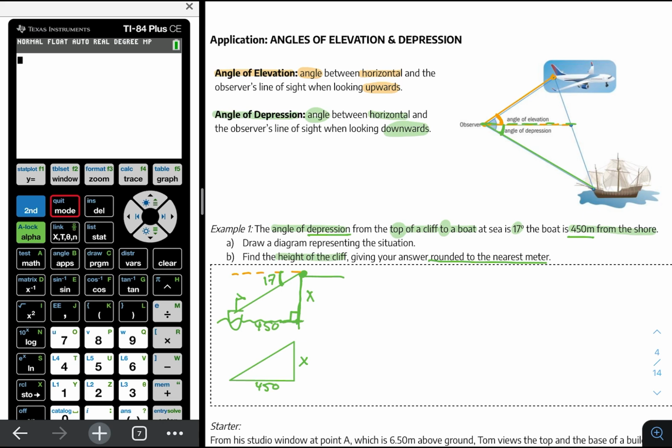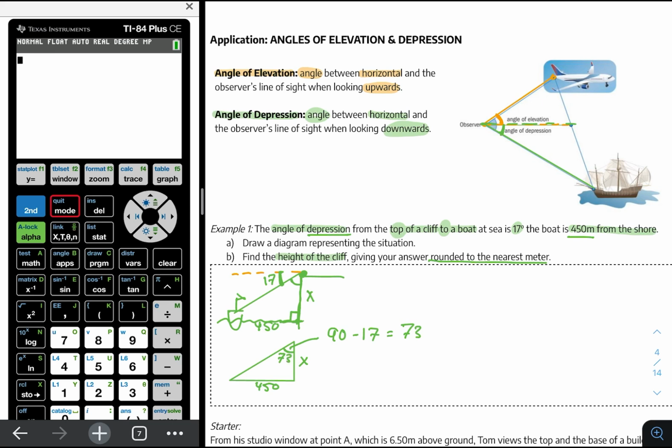This 17 degrees, we can see it up here. That means that in order to find the angle within our triangle, we can subtract from 90, right? So this angle right here, I can find by doing 90 minus 17, and we're going to get the angle of 73. So this is the angle I have here.